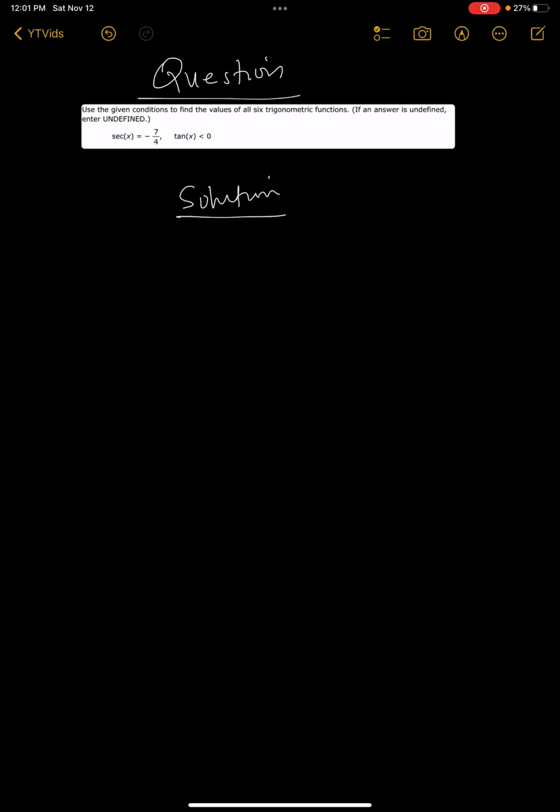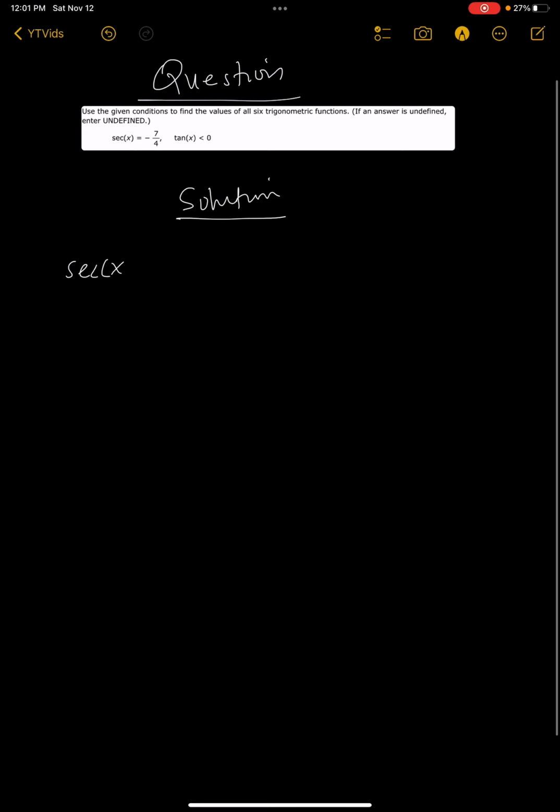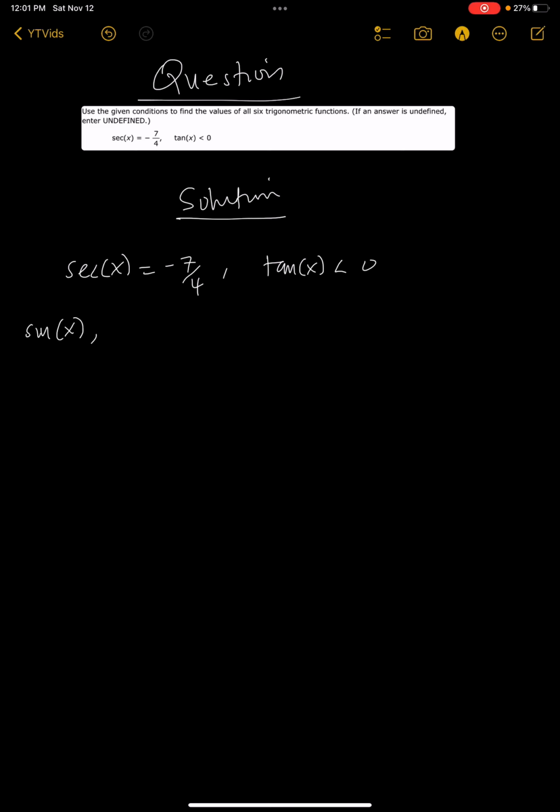For today's problem, we use the given conditions to find the values of all six trigonometric functions. We have secant of x given by -7/4, and the condition that tangent of x is less than 0, or negative. So we are going to find sine of x, cosine of x, tangent of x, cosecant of x, secant of x, which we already know from the question, and the last one is cotangent of x.